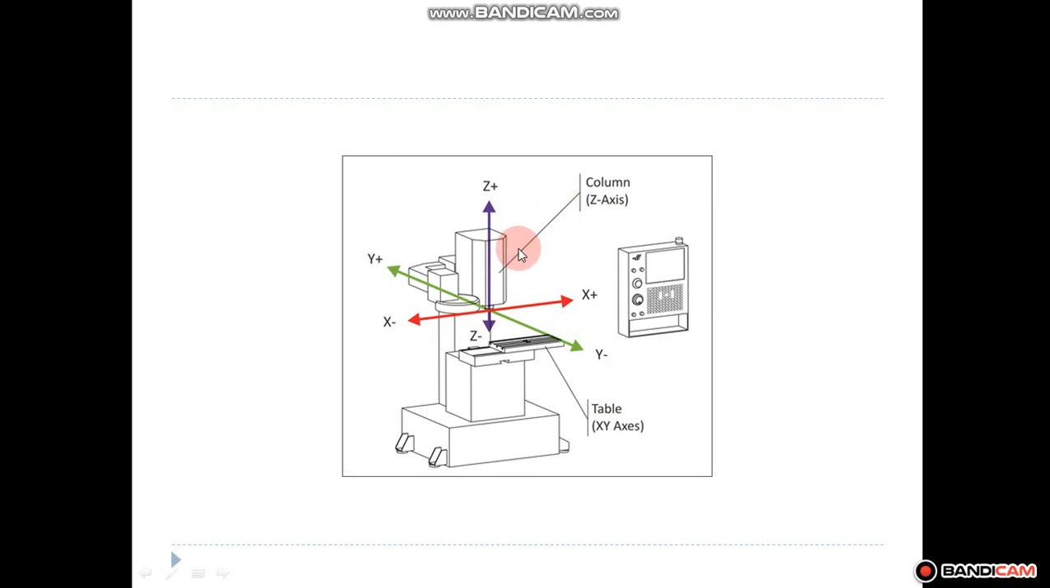Z motion is the spindle motion. When the tool is moving towards the workpiece, it is negative Z. When the tool is moving away from the workpiece, it is positive Z. So these are the axis identifications.